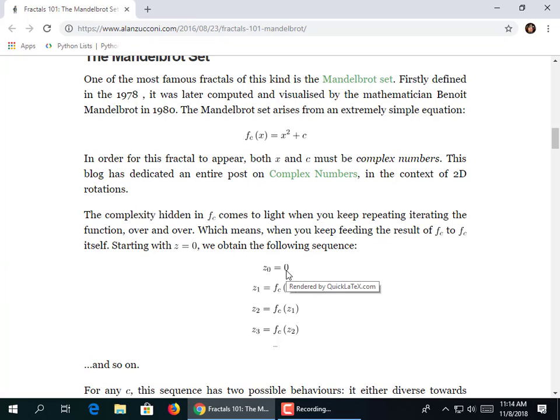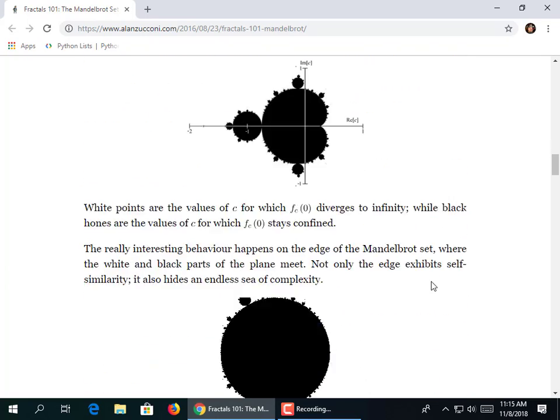Essentially, whenever you're calculating a fractal, you can use this sort of set: a function f subscript c of x is equal to x squared plus c. In order for this fractal to appear, both x and c must be complex numbers, and you can look up complex numbers later, in the context of a 2D rotation. The complexity hidden in f subscript c comes to light when you keep repeating the iteration over and over. So z of 0 equals 0, z of 1 equals f subscript c of z of 0, and so on and so forth. And you get something like this.